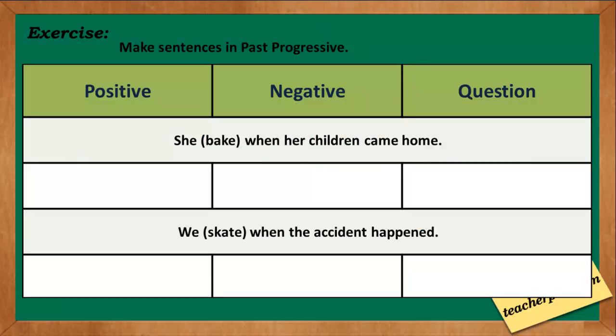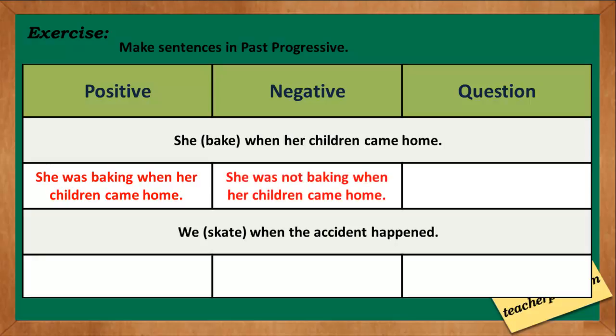For our exercise, make sentences in past progressive. The first one, she baked when her children came home. Bake is the verb. The correct positive sentence is, she was baking when her children came home. The negative sentence is, she was not baking when her children came home. And the question is, was she baking when her children came home?